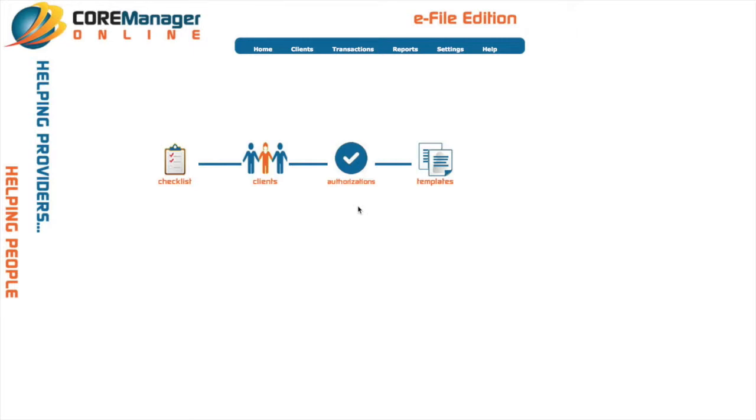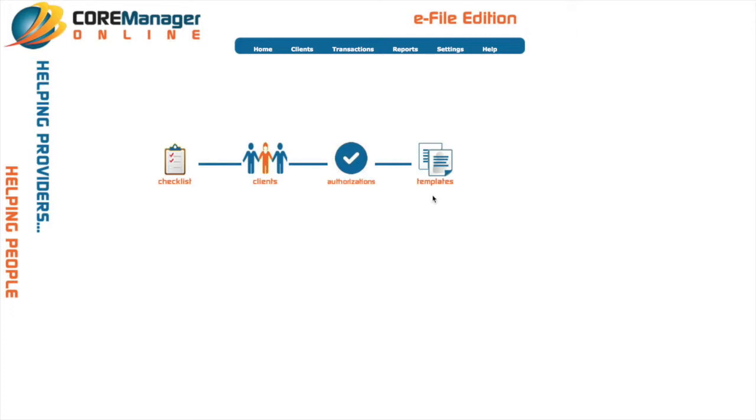Once we've set up our client, we would enter the service authorization so we can keep track of the service authorization number from the state, how many units we're authorized for, how many units we've already billed, and how many units we still have available to bill. The beauty of this is no more spreadsheets to keep track of your service authorization units.